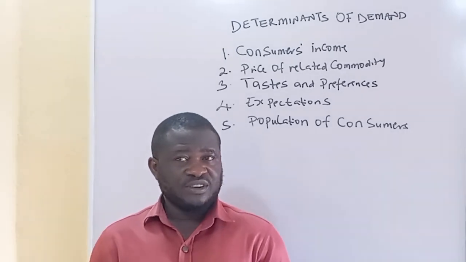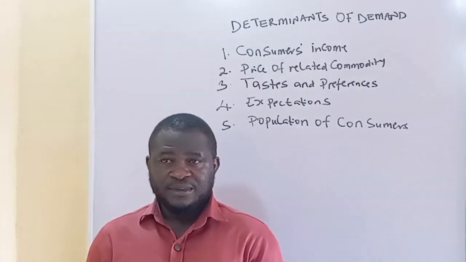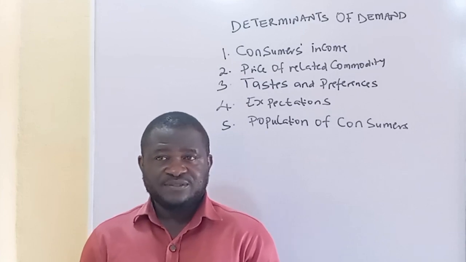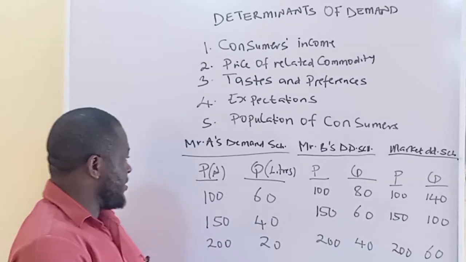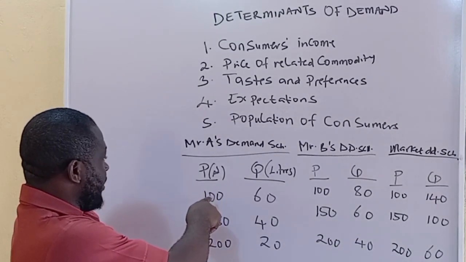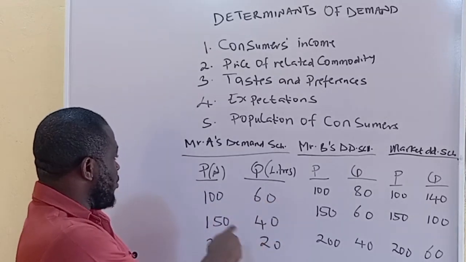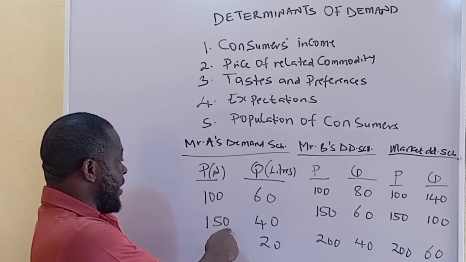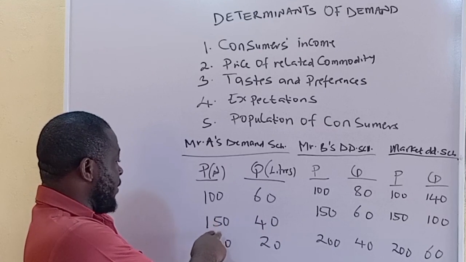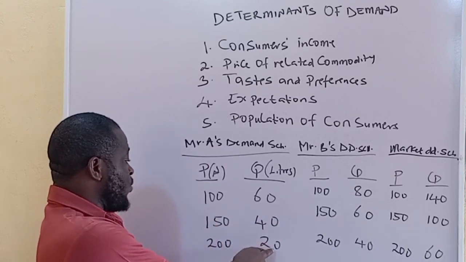Let us first and foremost refresh our mind on what the demand schedule of Mr. A and Mr. B, and of course the entire market demand schedule, as we treated in our last video, look like. From the demand schedule above, we can see that for Mr. A, when the price of a liter of petrol is 100 naira, he was willing and able to purchase 60 liters of petrol. When the price increased to 150 naira per liter, he was willing and able to purchase 40 liters. While when the price increased further from 150 naira to 200 naira per liter, he was willing and able to purchase only 20 liters.